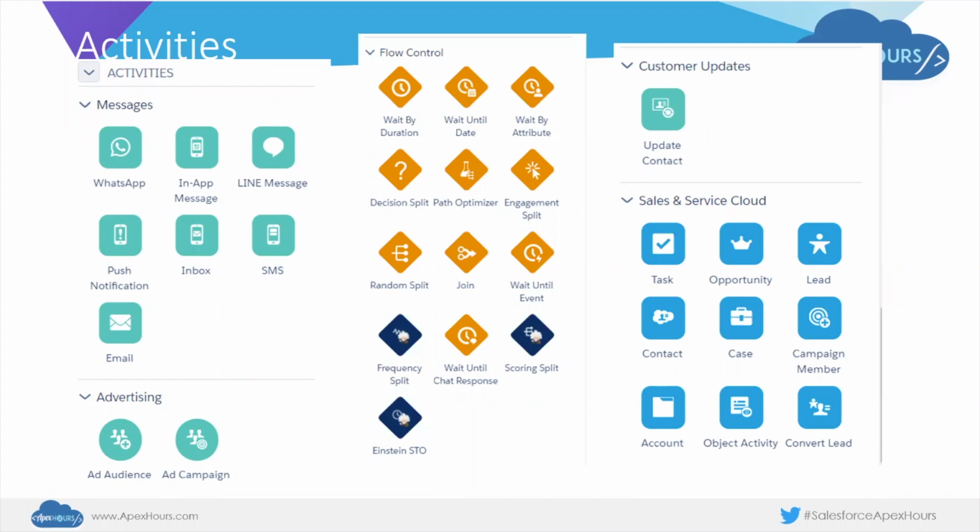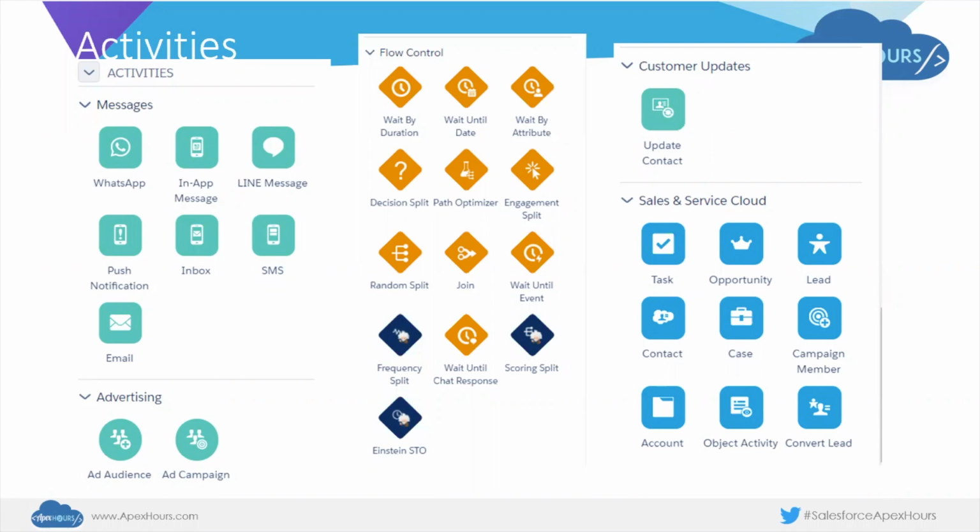within the journey itself. And you can see various flow control activities, and they decide how your customer flows through different paths and different activities. There are primarily wait activities, split activities, and join. We will look at these further in detail.